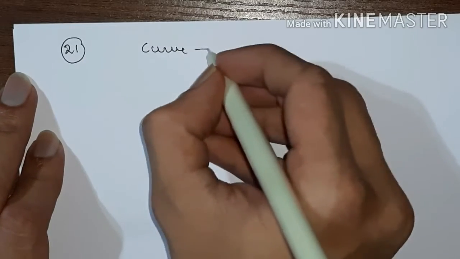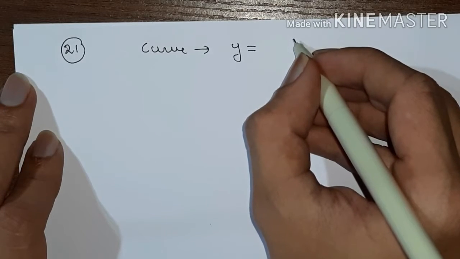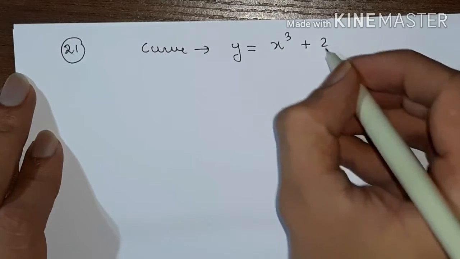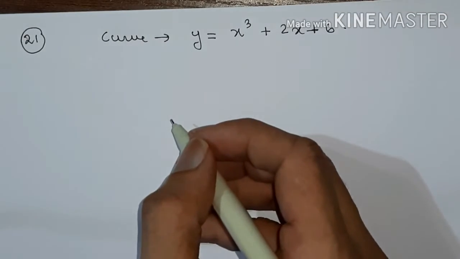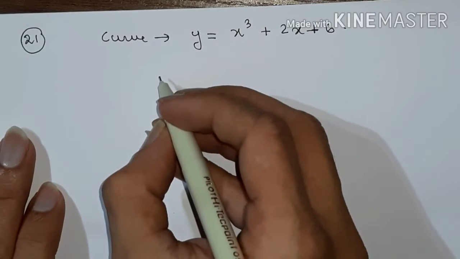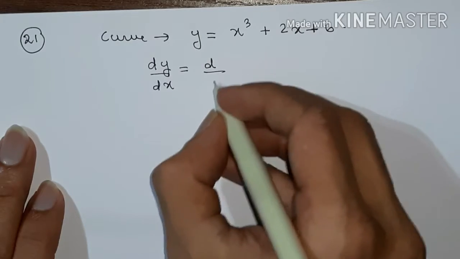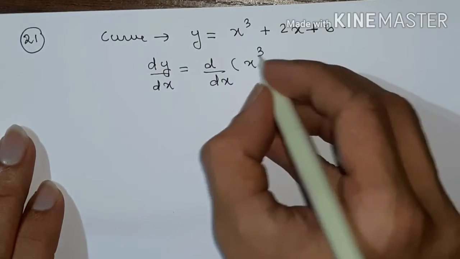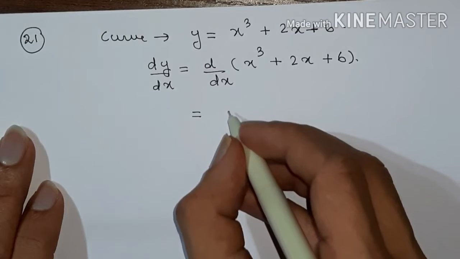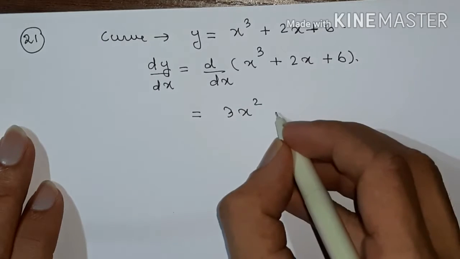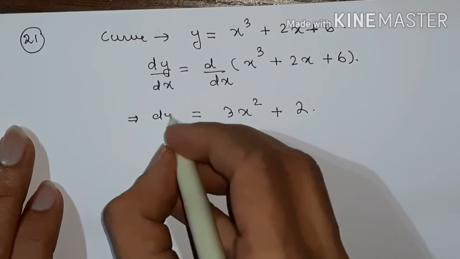So 21st, you are given a curve which is y equal to x cube plus 2x plus 6, right? Now you know the method. First find dy by dx. So dy by dx is d by dx of x cube plus 2x plus 6. The derivative of x cube is 3x square, plus the derivative of 2x, which is 2. So this is dy by dx.